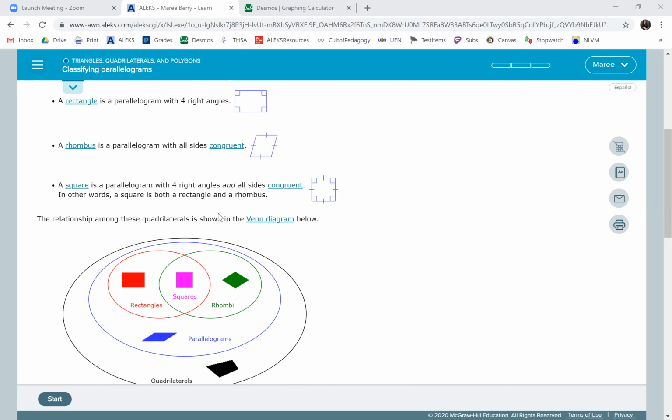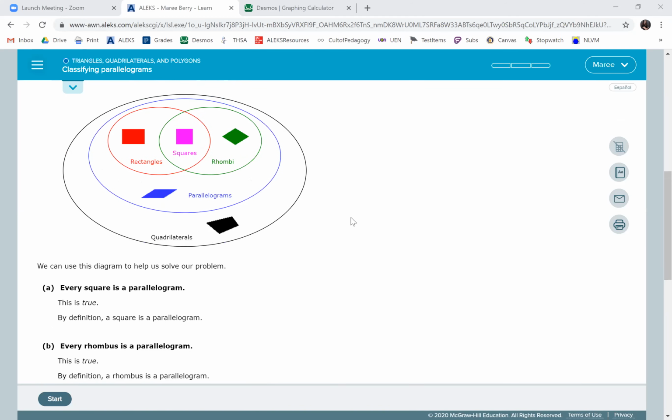Now, a square is a type of rhombus and it's a type of rectangle. It has 4 right angles and all the sides are congruent. I really like this Venn diagram to show what's what. If it is inside a bigger circle, then it's part of that.